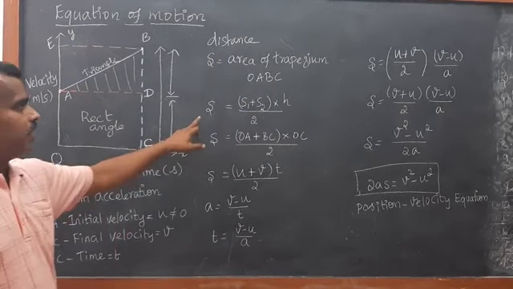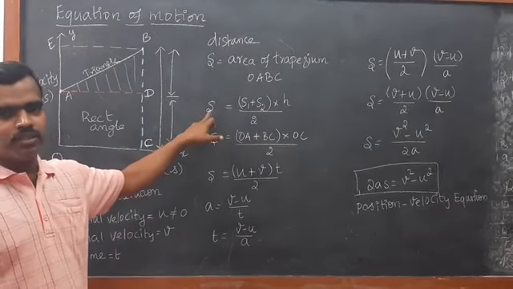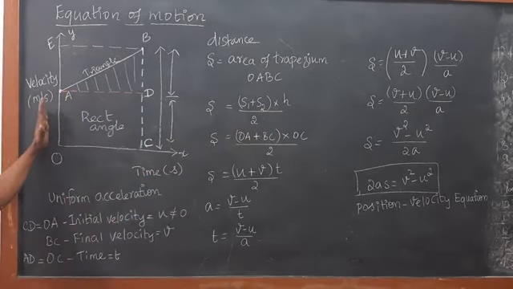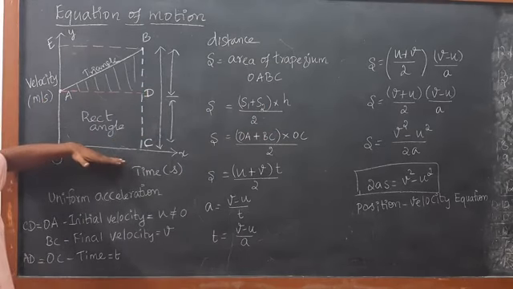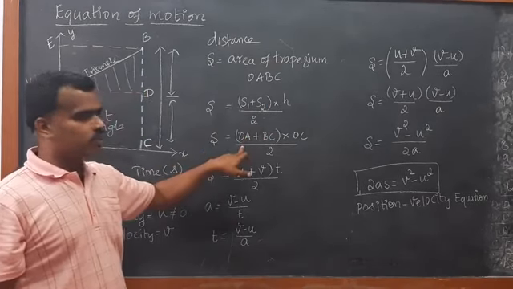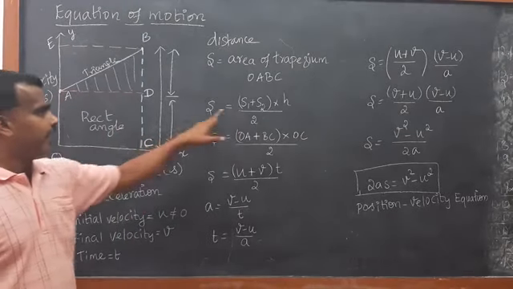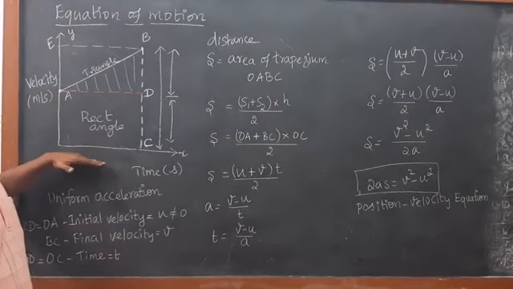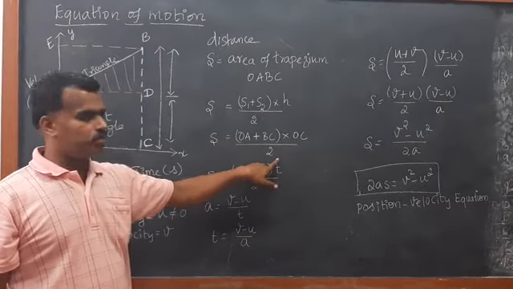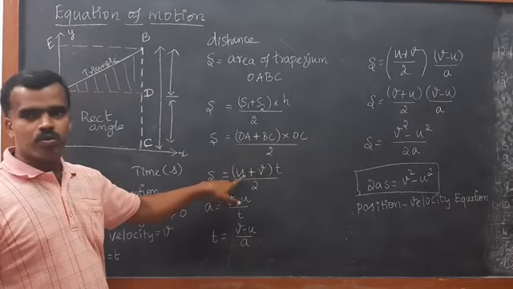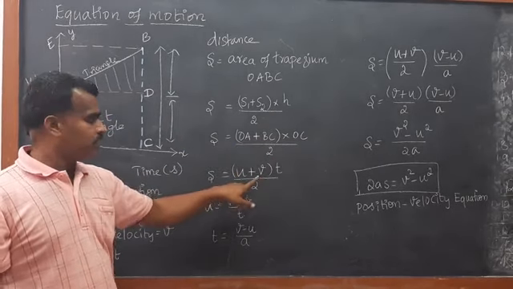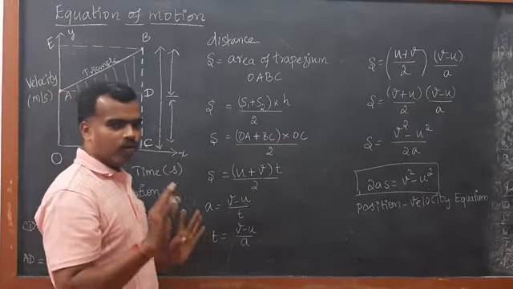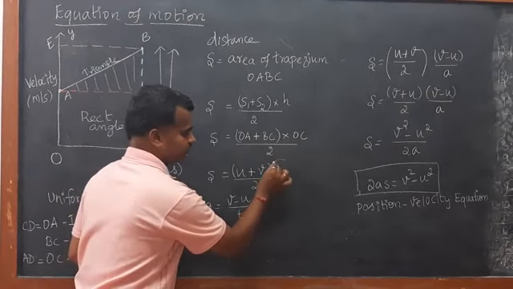OABC, that is trapezium. So the formula for trapezium is side 1 plus side 2 into height divided by 2. So this is side 1 and this is side 2 and this is the height of this one. So S1 is OA, and S2 is this side, that is BC, into height, that is OC, divided by 2. So what is OA? U. What is BC? We have V, and OC is T divided by 2.